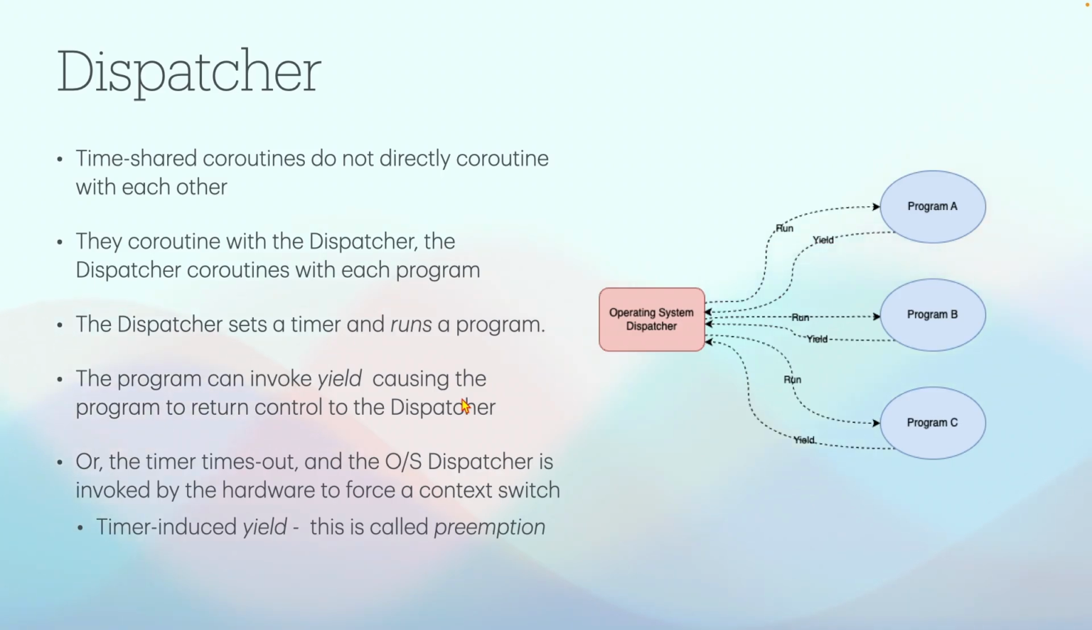The program can invoke yield, causing the program to return control to the dispatcher, or the timer times out, and the OS dispatcher is invoked by the hardware to force a context switch. Timer-induced yield is called preemption.